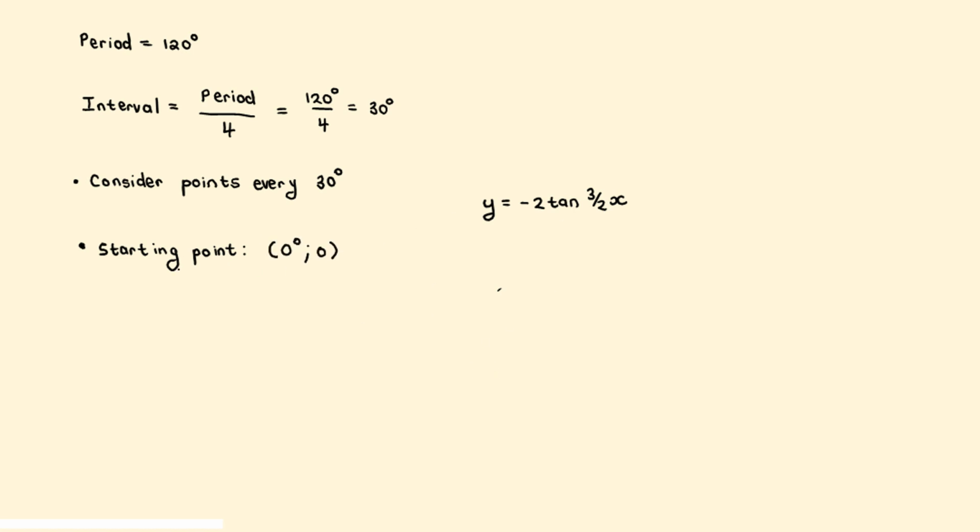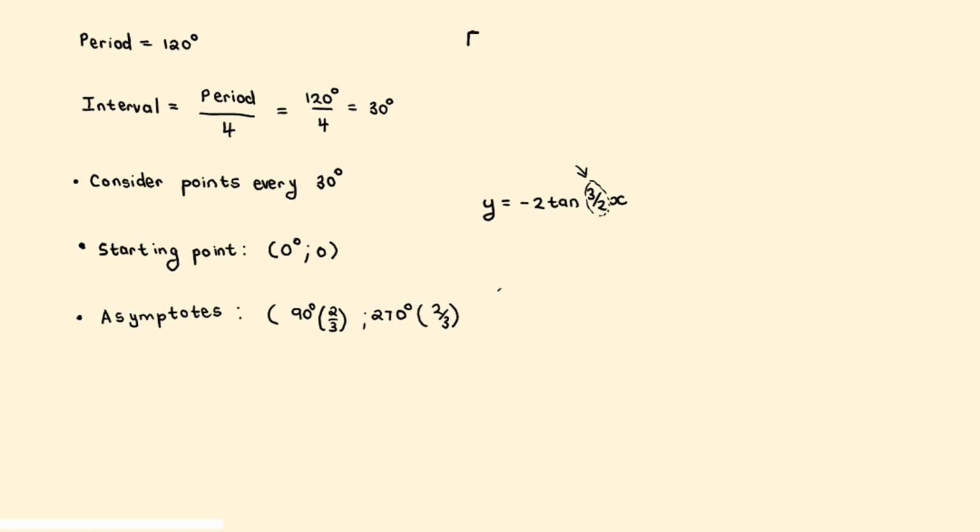Okay. The next thing we need to determine is the asymptotes, right? So the way that we're going to determine the asymptotes is by multiplying the original asymptotes by the inverse of the value of b. Remember, b is 3/2, so we are going to multiply by 2/3. So we're going to multiply all the original asymptotes by 2/3.